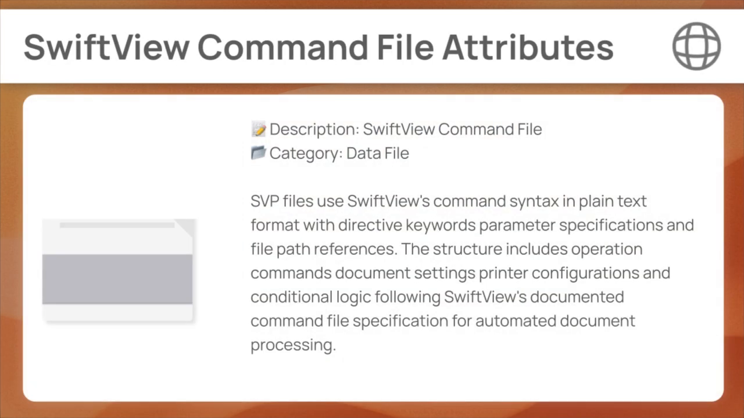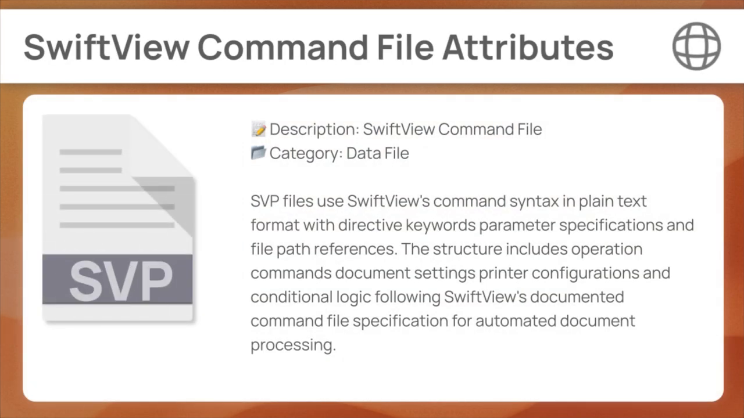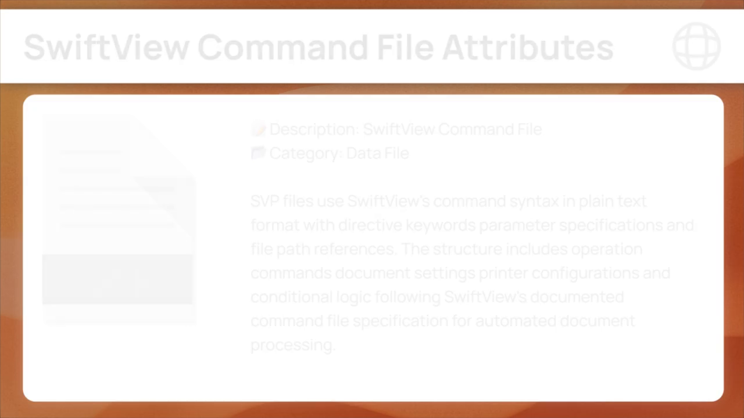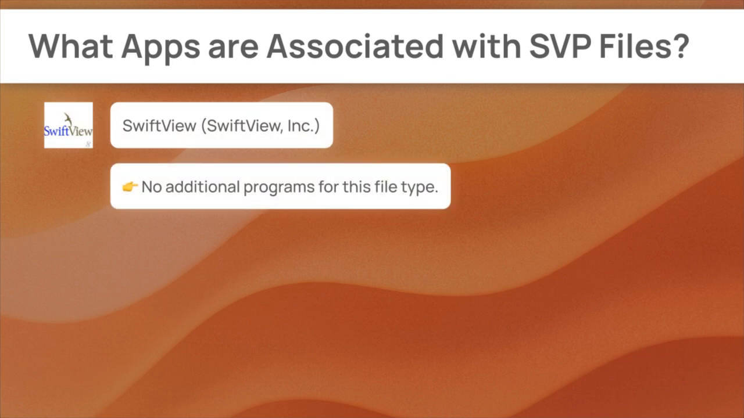SVP files use SwiftView's command syntax in plain text format with directive keywords, parameter specifications, and file path references. The structure includes operation commands, document settings, printer configurations, and conditional logic following SwiftView's documented command file specification for automated document processing. SwiftView is the standard set by SwiftView Inc. for accessing the SVP format.